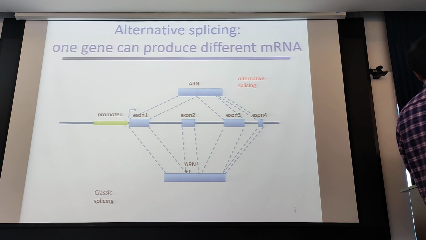But depending on the context, sometimes the cell will synthesize another mRNA variant. For example, here we have another variant which includes exon number 1 and excludes both the intron and also exon number 2. So in this RNA molecule, we have only exon 1, exon 3, and exon 4.